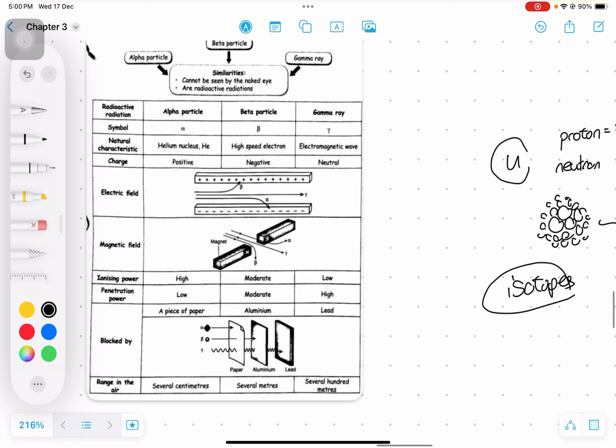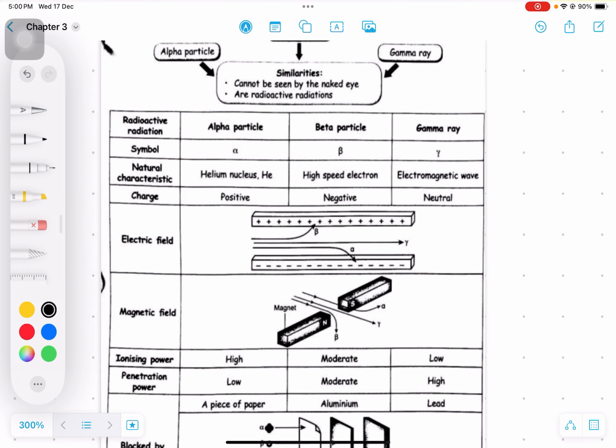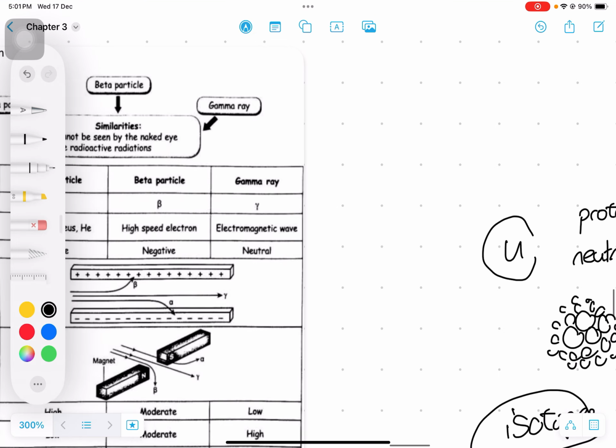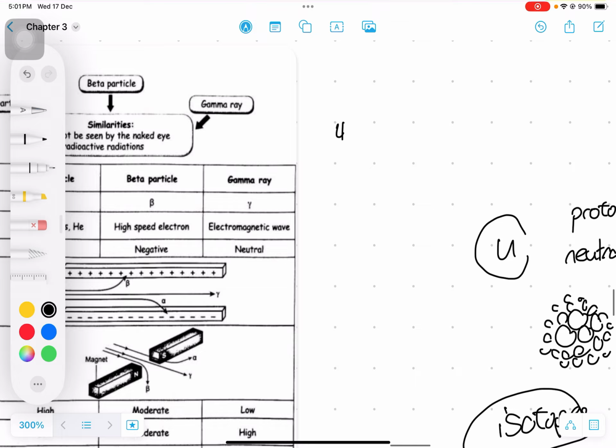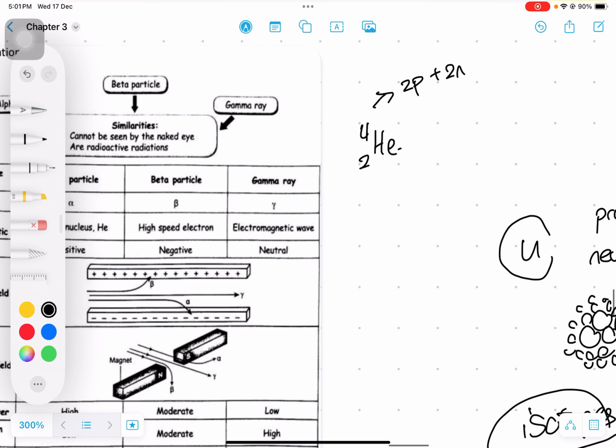So what's the difference between alpha particle, beta particle, and gamma ray? The alpha particle is a helium, specifically a 4-2 helium. What do I mean by that? An alpha particle is called a 4-2 helium, which means that it has 2 protons and 2 neutrons and 0 electrons. If there were 2 electrons, it would not be positively charged.